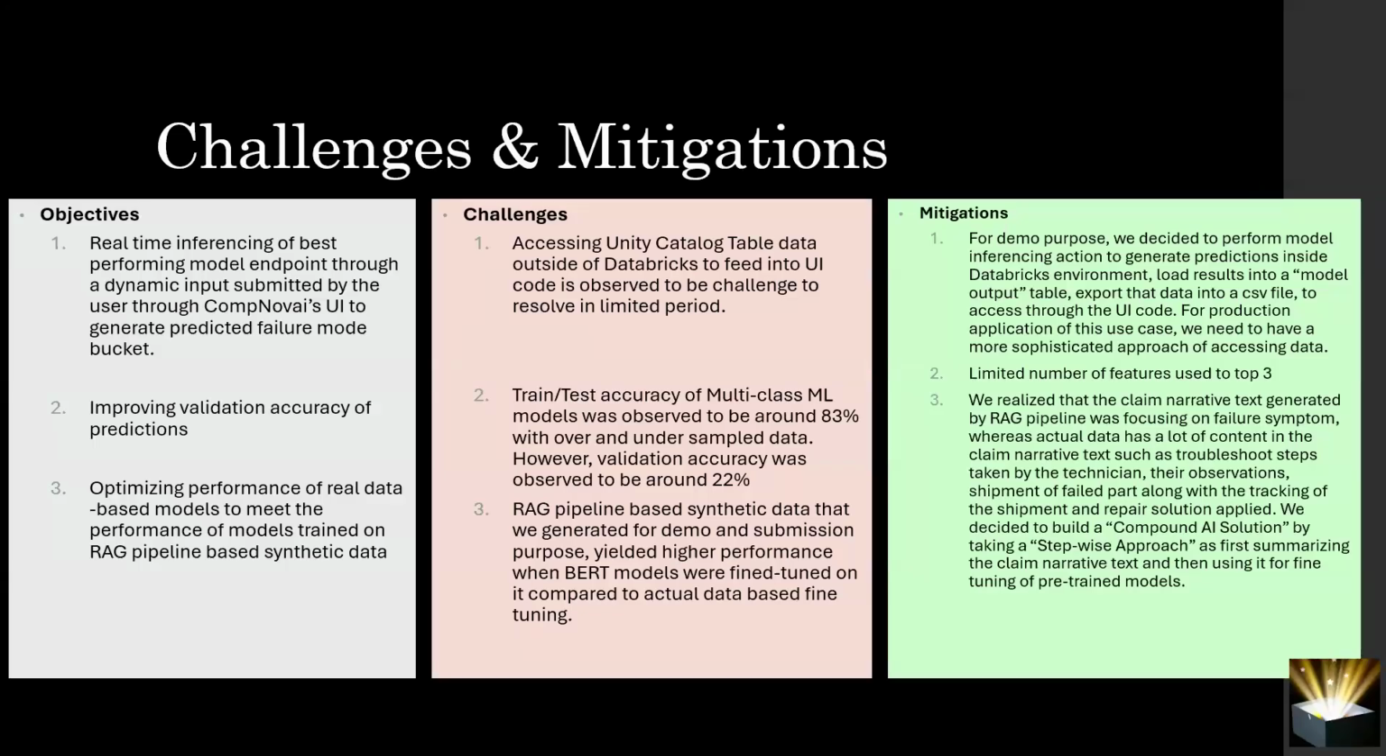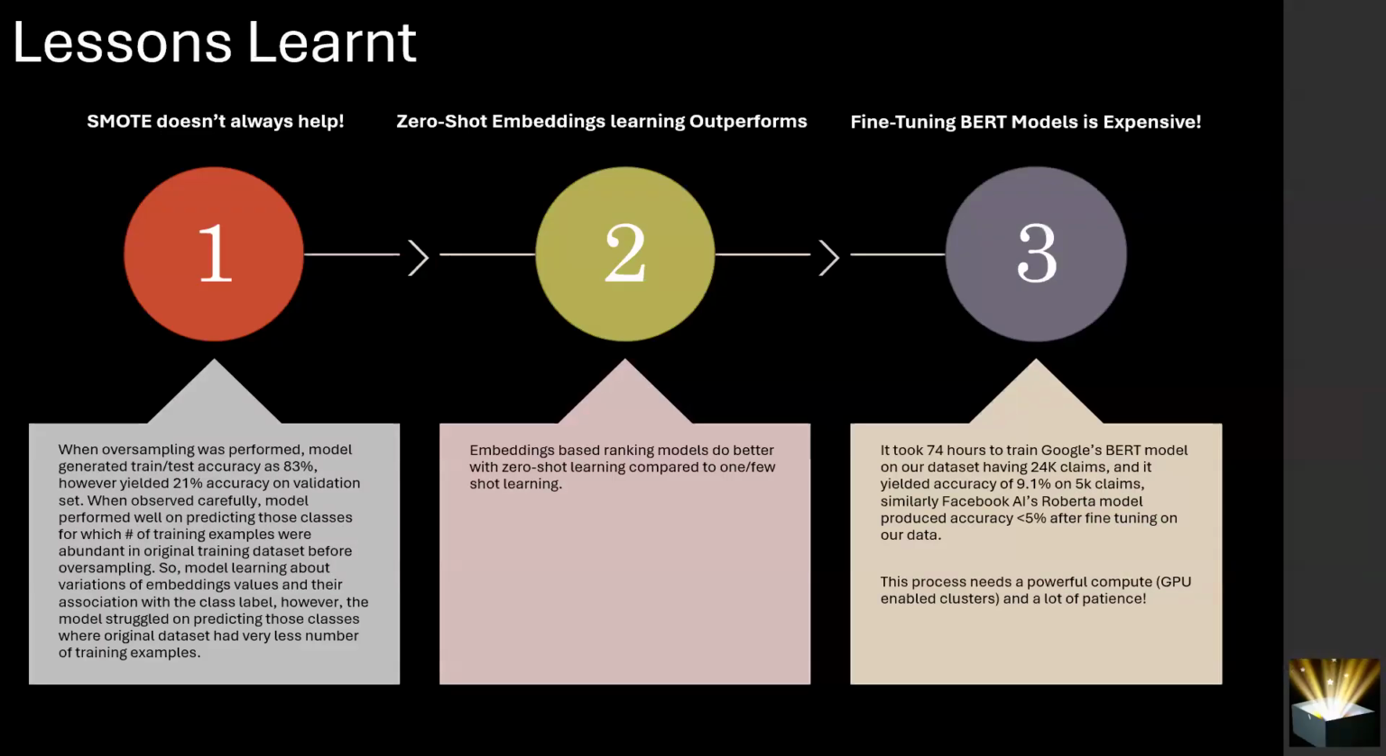Next steps, challenges. Talking about challenges, accessing Delta table outside Databricks environment was a challenge, so we exported it in CSV for UI integration. Improving validation accuracy with fine-tuning was a challenge. We need to focus more on feature selection. Synthetic data yielded higher performance when compared to actual data. SMOTE always doesn't help. It caused overfitting. Zero-shot model wins. It did best on our use case.